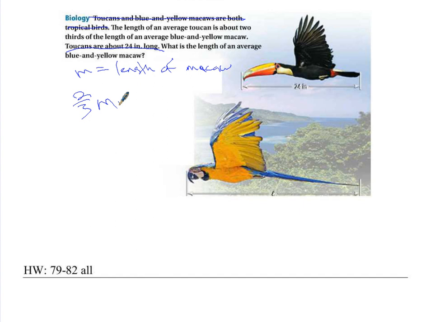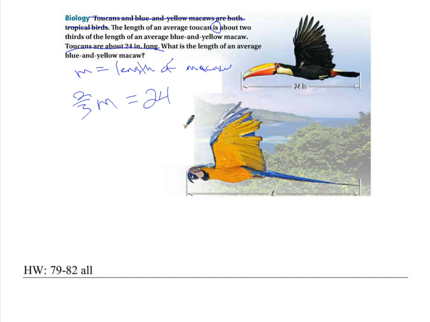is what? The length of an average toucan? So 24? That's the equation. You have to read the sentence. The length of an average toucan is, the word is a key word for an equal sign. So the length of an average toucan is 24 inches long. It says the length of an average toucan is, so 24 is about 2/3 of the length of an average blue and yellow macaw. We don't know that one, so we called it M. That's where the equation came from.